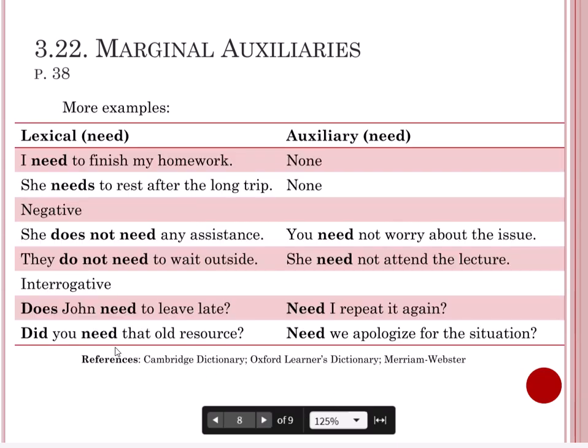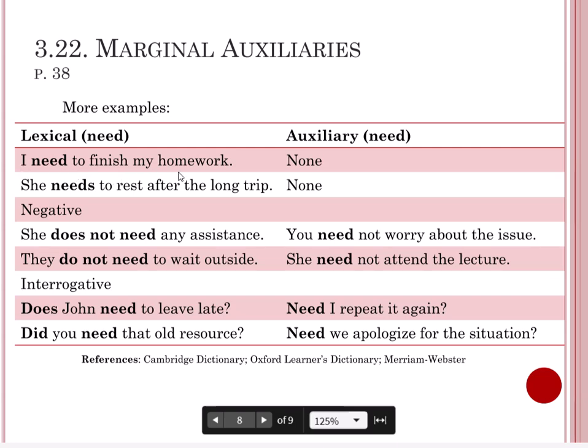Some other examples to distinguish the modal auxiliary need from the lexical need. And the same, by the way, goes with the verb dare. Okay, so the first column would be dedicated to lexical verbs, and the second one is for the auxiliary verbs. The sentence is positive, or let's say the assertive form.